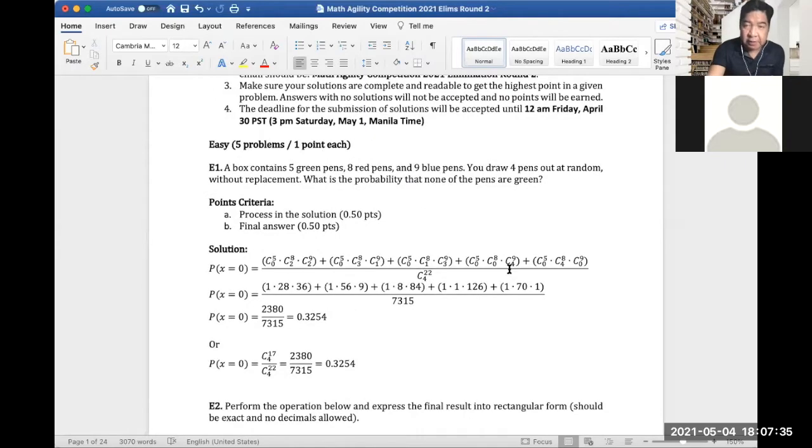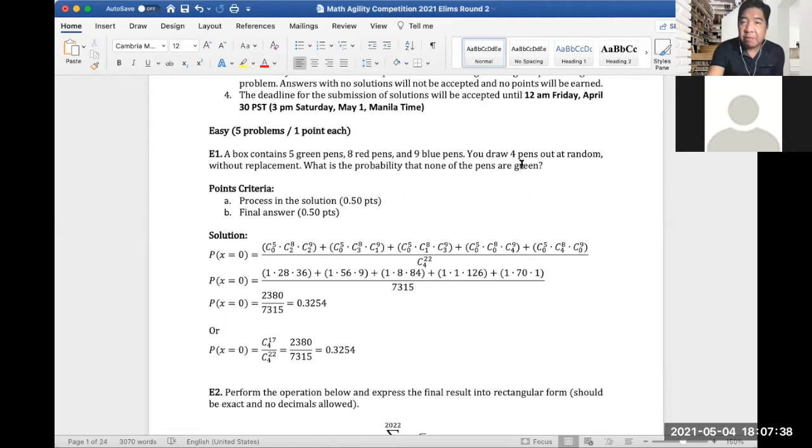Let me share with you the solution for elimination round two. Okay, so this is easy problem number one. Let me again allow my virtual board to annotate.